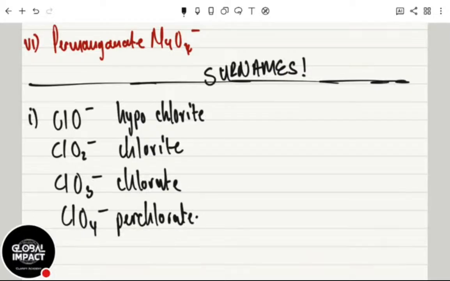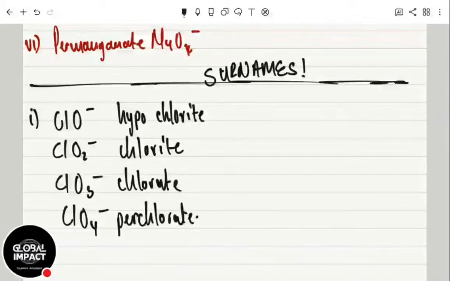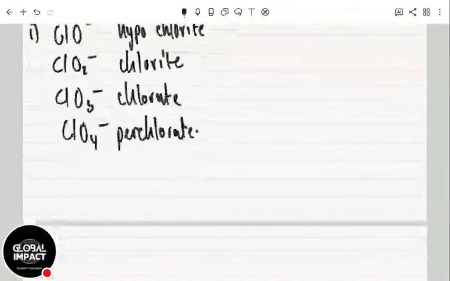Then you look at this ion. Once you see a ClO, you know it should be hypochlorite. If it is a BrO, it is hypobromite. If there is sodium as your metal, it's sodium hypobromite. That's how it works. So I have that for chlorine.